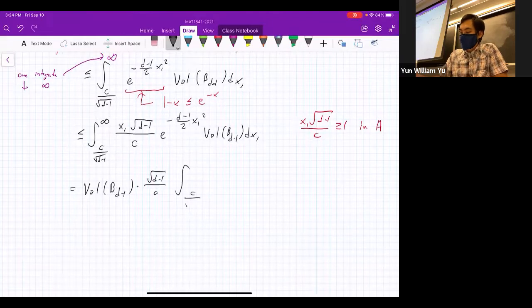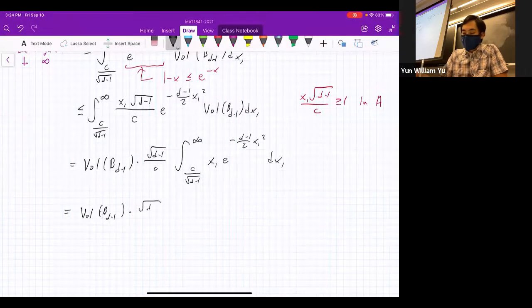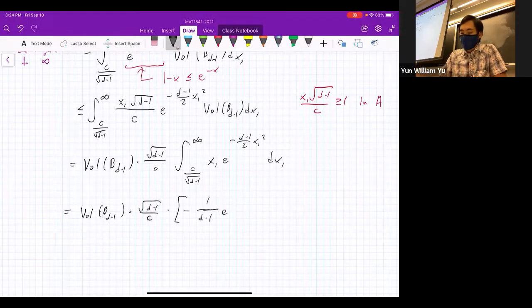Times the integral from c over square root of d minus 1 to infinity of x1 e to the minus (d minus 1) over 2 x1 squared dx1. I'm not going to bother going through all the substitutions, etc. But when you do this, what you end up getting is just the volume of B_{d-1} times square root of d minus 1 over c times minus 1 over d minus 1 e to the minus (d minus 1) over 2 x1 squared, from c over square root of d minus 1 to infinity. Sorry, I keep on putting a negative sign in the wrong place.